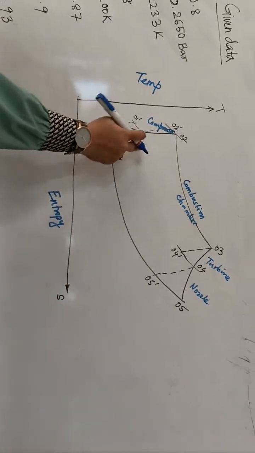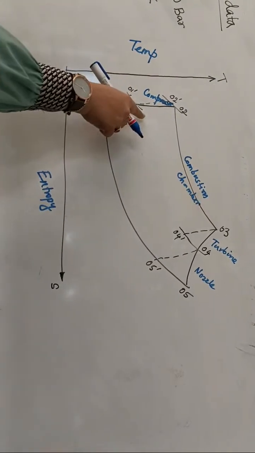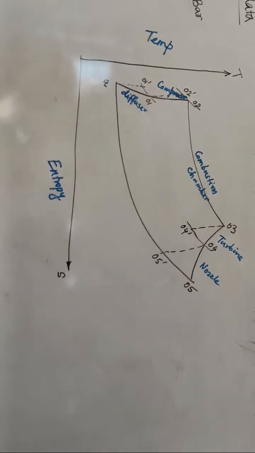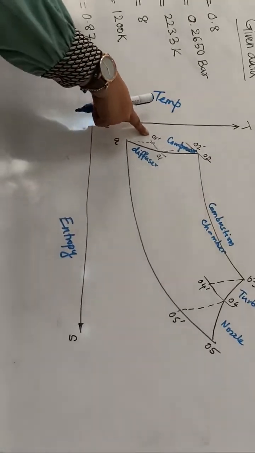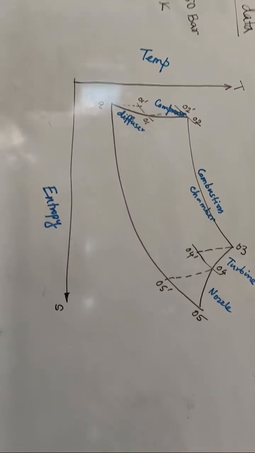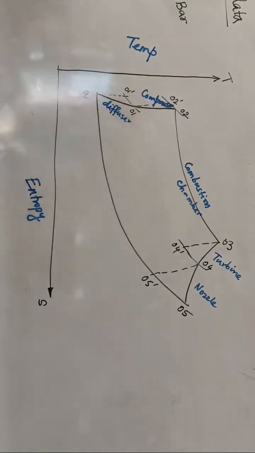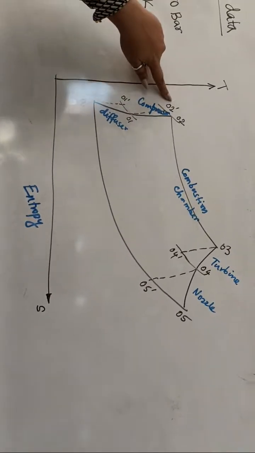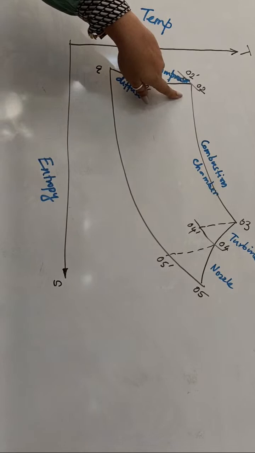Now the exit of diffuser is the point 0, 1. Now here we have 0, 1 prime and 0, 1. What is this two different letters that signifies? The prime refers to the isentropic and 0, 1 refers to the actual condition. Please note down. Now, exit of diffuser can also be stated as the entry of a compressor. Exit of compressor can also be stated as the entry of a combustion chamber.